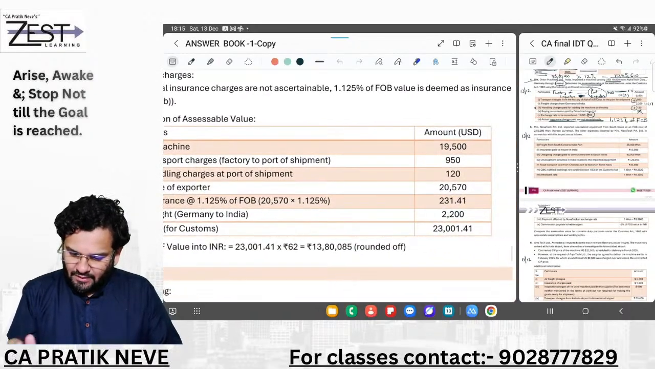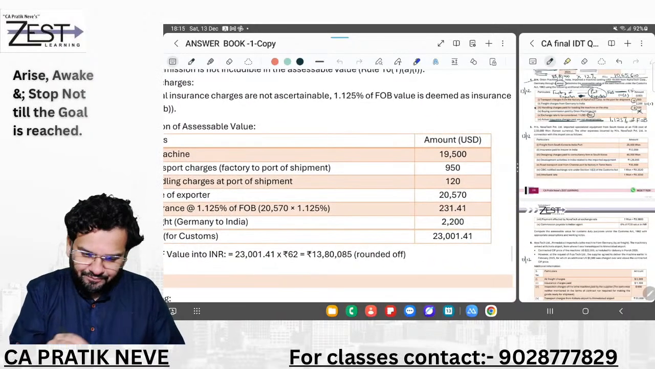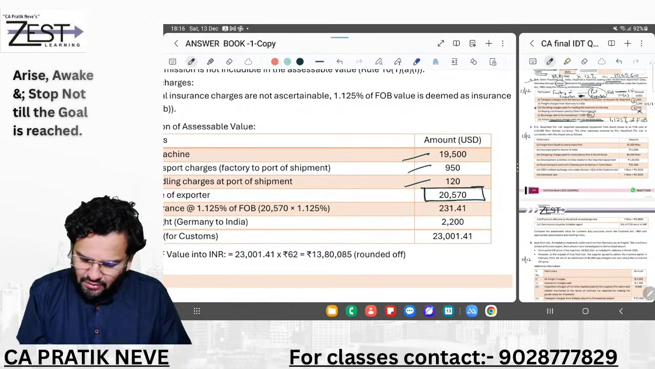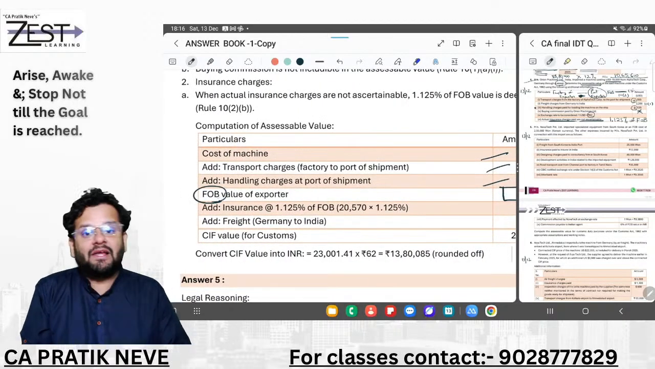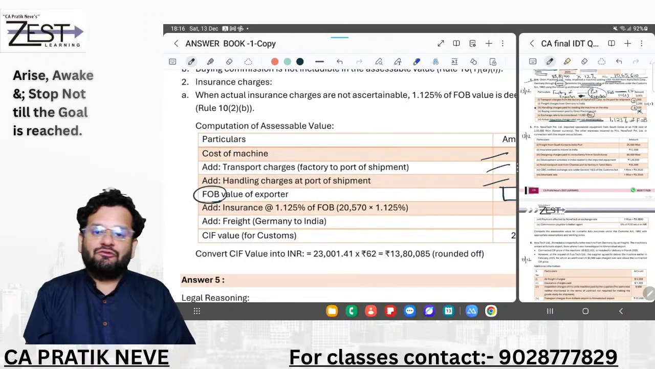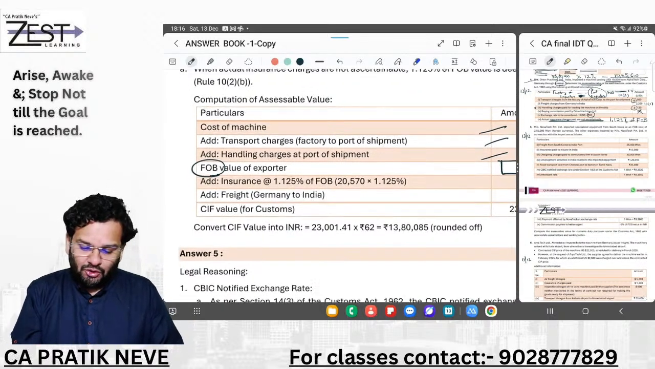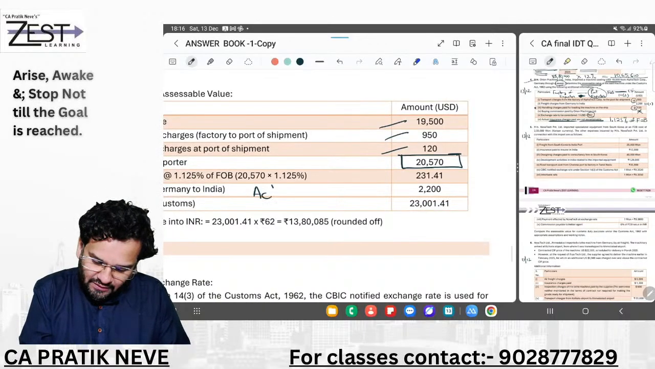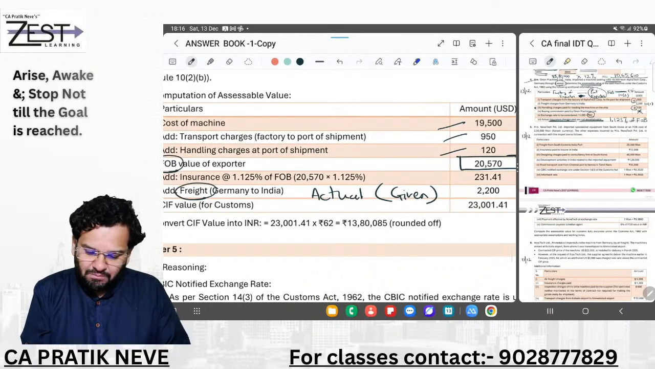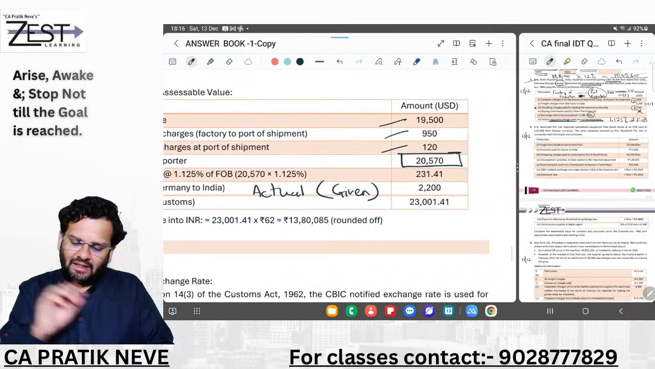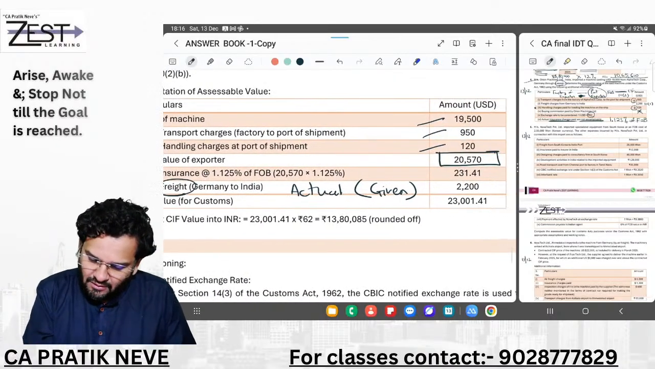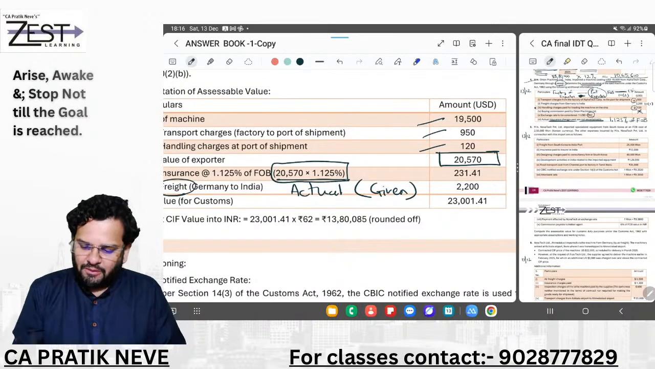So see, 19,500 plus 950 plus 120, 20,570 is the FOB value. Now once you have got the FOB value, add transport actual 2,200. This is actual, this is given, this is by way of ship. So you will take the entire amount and then for insurance you should take 1.125% of FOB.